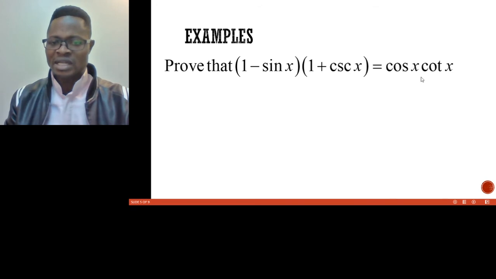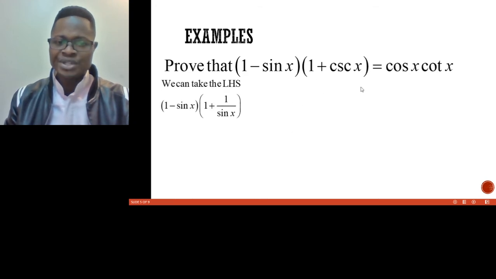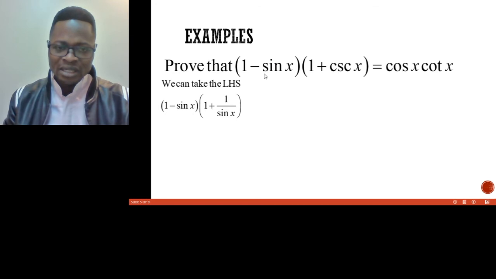Of course, cos x cot x is a bit easier. So we can take this left hand side that is a bit complicated, and try to prove that this left hand side is equal to the right hand side. And how do we do that?